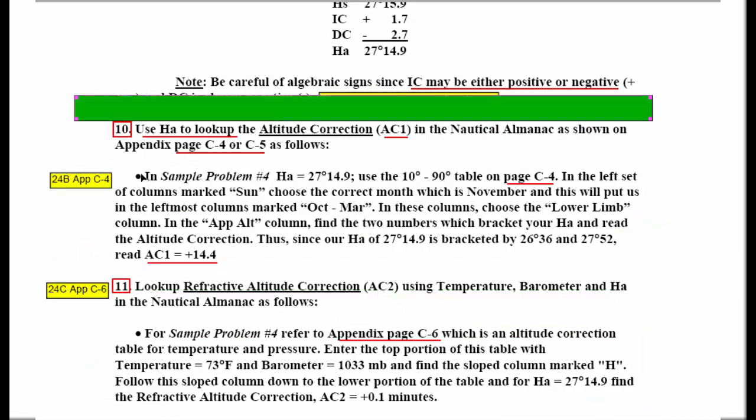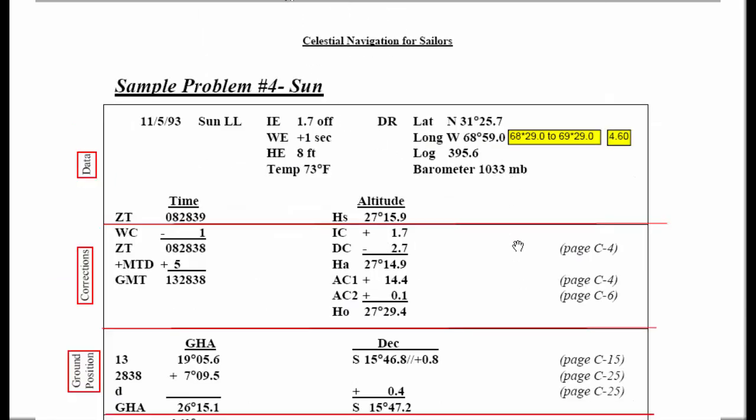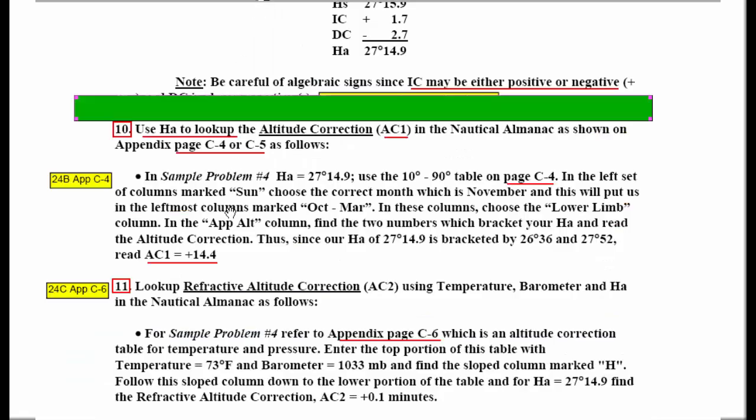Okay, our next step here in paragraph number 10 is to use the HA that we just calculated to look up the altitude correction AC1 in the Nautical Almanac as shown on pages C4 or C5. And let's just note here that we have AC1, the note here on the right hand side says page C-4 in order to get that, and AC2 page C-6. So let's go back to the paragraph. And this says in sample number 4, HA equals 27 degrees 14.9. Use the 10 to 90 degree table on page C4.